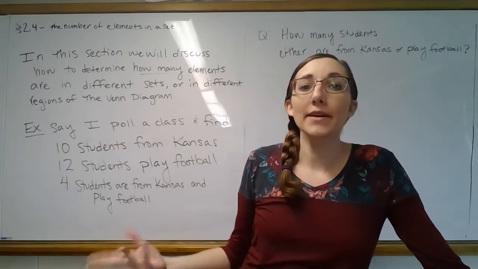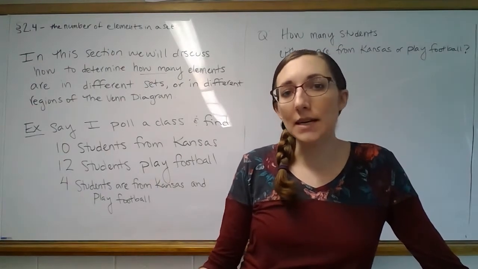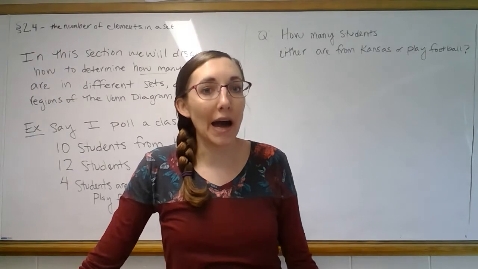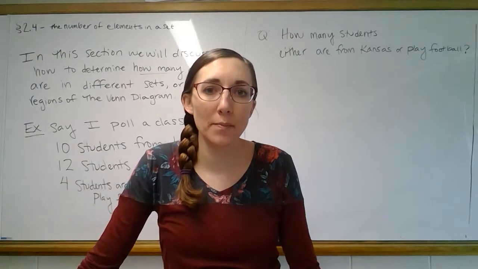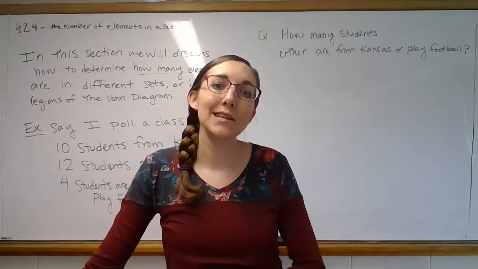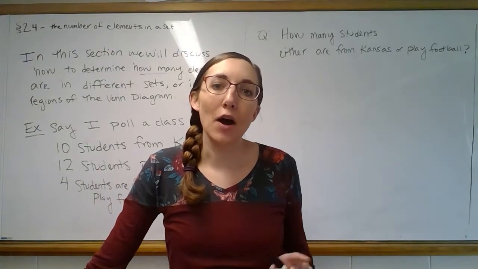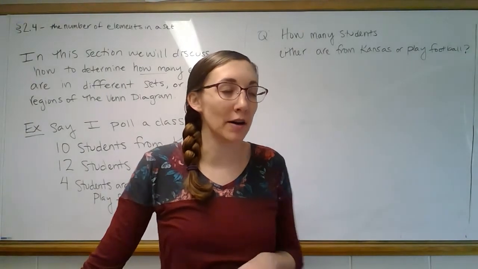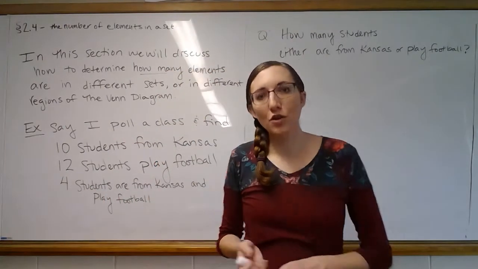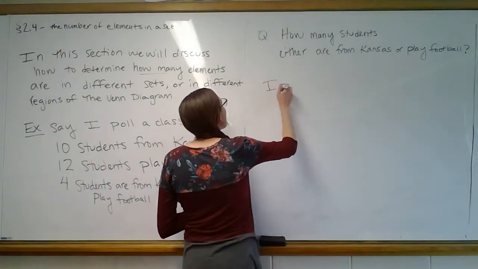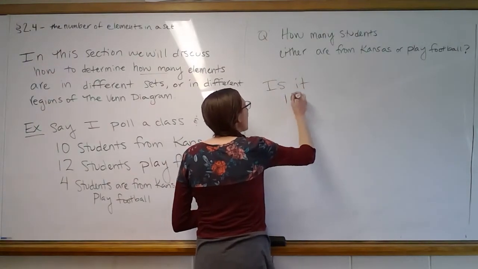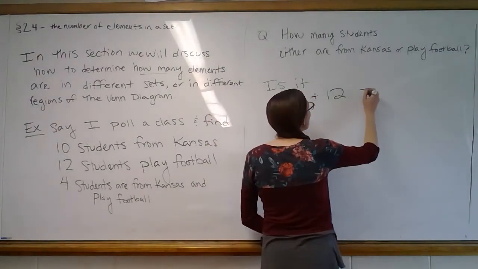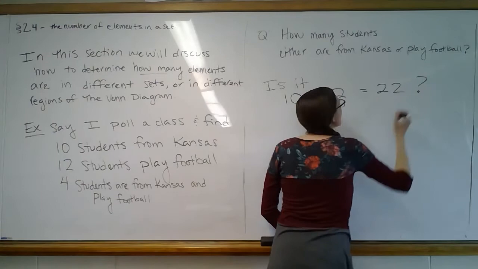Now, this is all the information that we're going to have, and I want to ask a different question. I want to ask how many students either are from Kansas or play football. If I take all the Kansas kids and lump them with all the football kids, how many students are going to be in that group of people? So here's a first question for you. Well, there were 10 kids from Kansas and 12 people who played football, so 10 and 12 is 22.